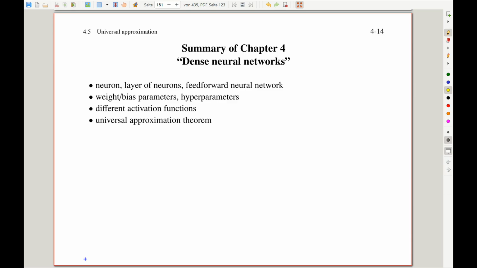Good. This is the summary of chapter 4, dense neural network, a pretty short chapter. It tells you the architecture of the dense neural network. I introduced the weights, bias parameters, and even some hyperparameters, namely the activation function, the number of neurons, different activation functions, and the universal approximation theorem. So before I switch to chapter 5, model learning, any questions on chapter 4? Good.